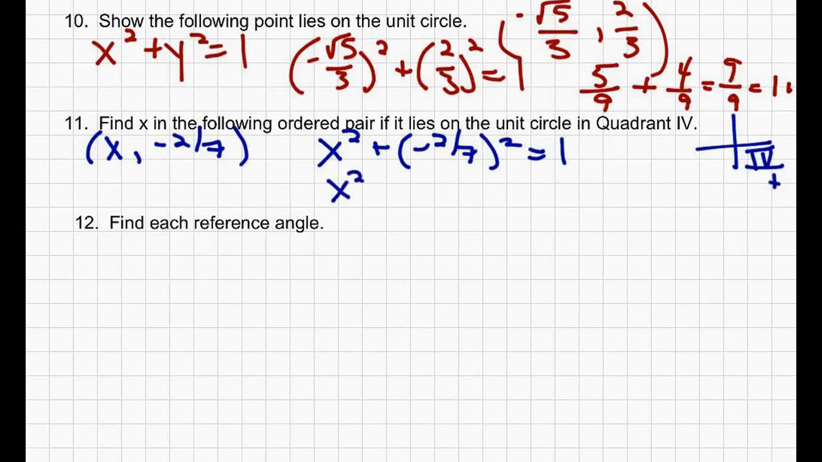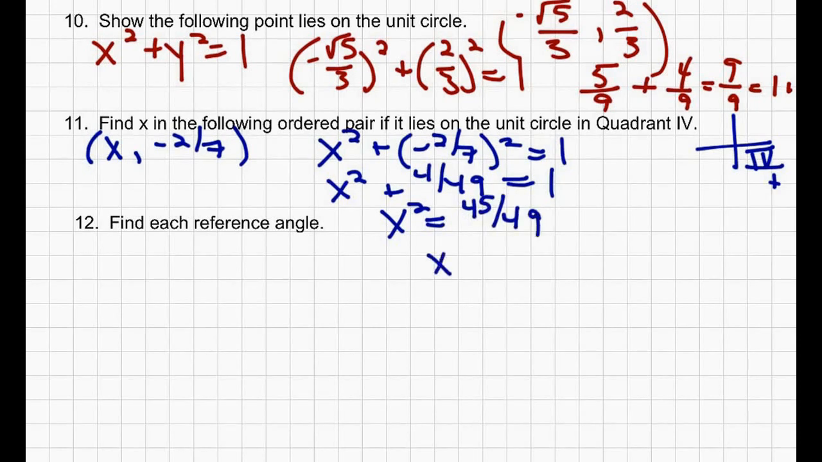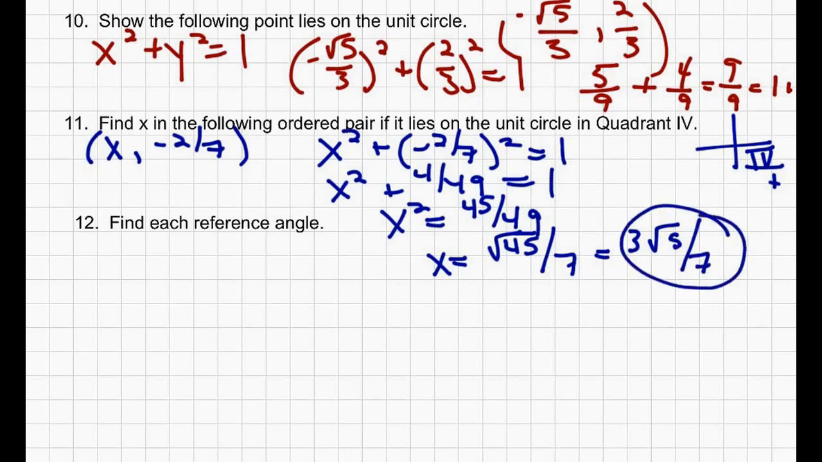So x squared plus 4 over 49 equals 1. And then I subtract 4 over 49, and I get x squared is equal to 45 over 49. And then I square root it, and I get the square root of 45 over 7. If you want to simplify that further, the square root of 45 simplifies into 3 square root of 5 over 7. And it's positive because it lies in the fourth quadrant.